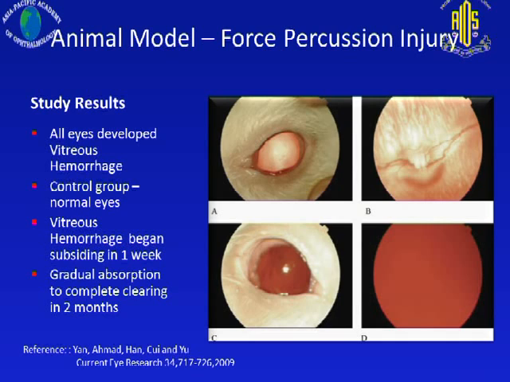What were their observations? Well, here is the observation. Vitreous hemorrhage in an animal model begins to absorb in about 1 week, and about 90% of the hemorrhage is absorbed within 2 months without any intervention.